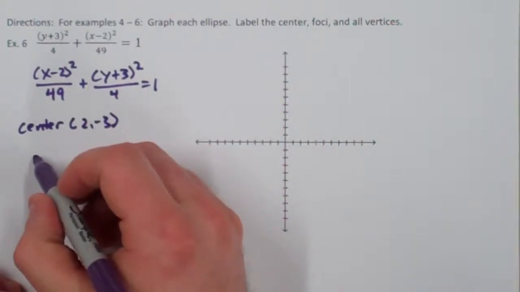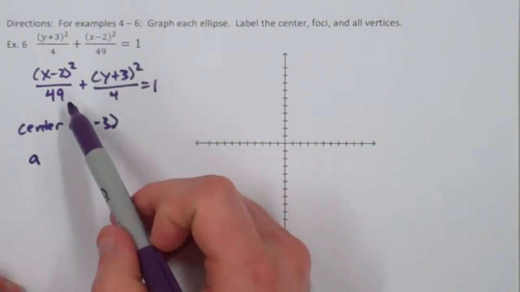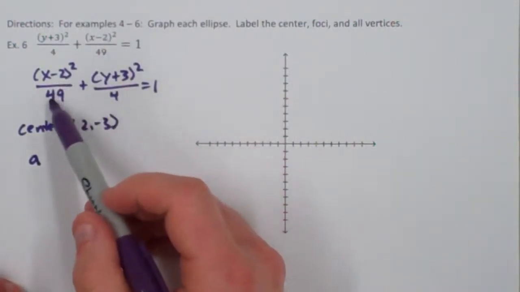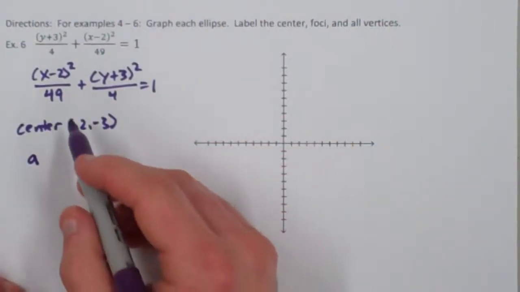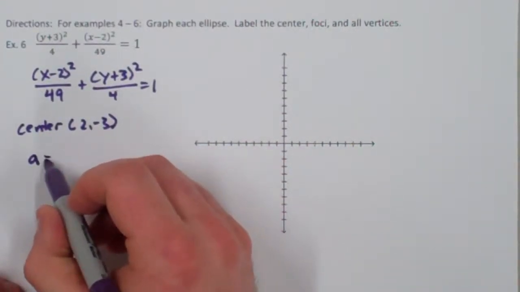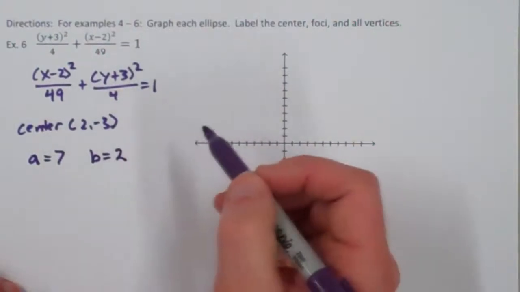We've got to figure out A, B, and C. Doesn't matter where A is or B is. I mean, it does when we graph it, but A is always the bigger one. So it doesn't matter if it's here on the left or here on the right. It's just that A squared is the biggest one you see there, and this one is going to be 7 if you take the square root of 49. B then would be 2.